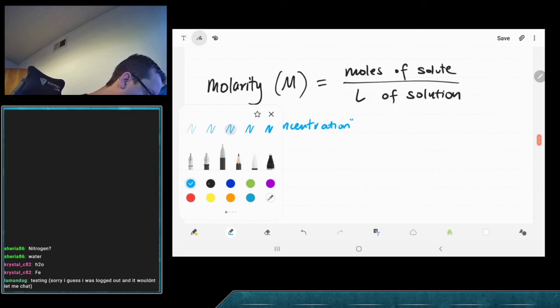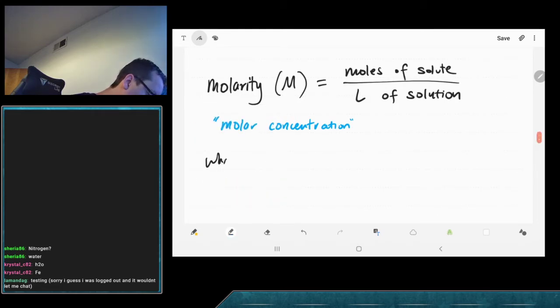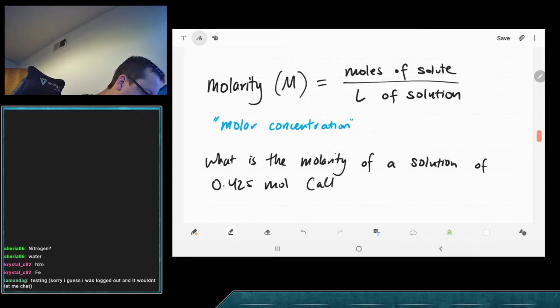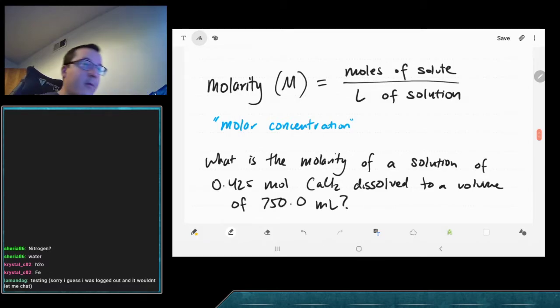So let's go ahead and do a few. What's the molarity of a solution of 0.425 moles of calcium chloride dissolved to a total volume of 750 milliliters?